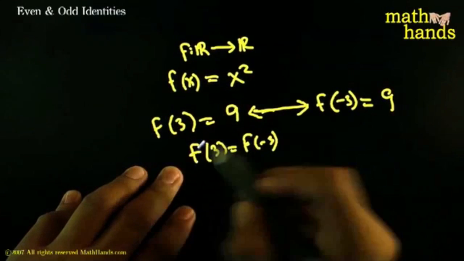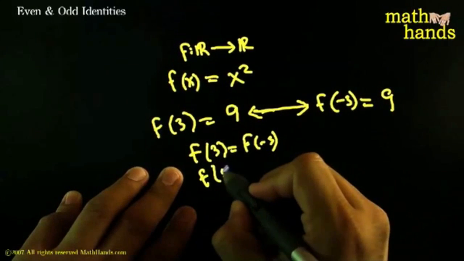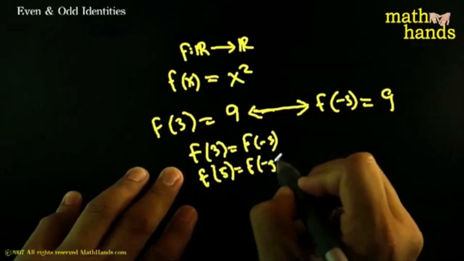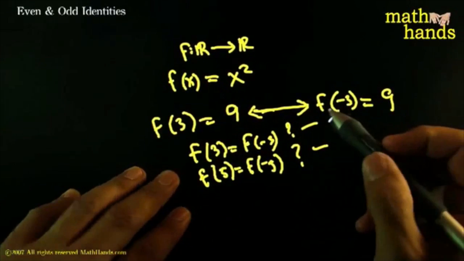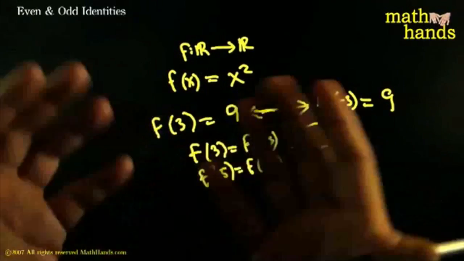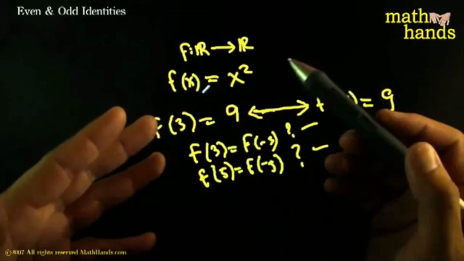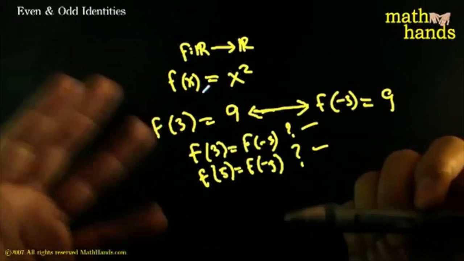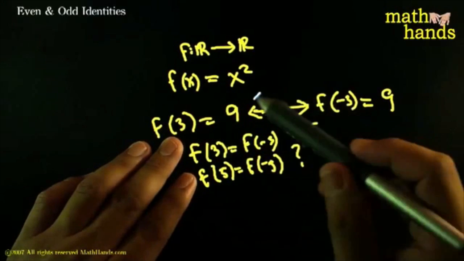You say, whoa, that was kind of interesting. Maybe, what if it was a different number? Would f of 5 be equal to f of negative 5? And the answer would be yes. They're both the same. This function really doesn't care whether the input is positive or negative. It does the same thing. It discriminates not against positives or negatives. It sends them all to the same square.